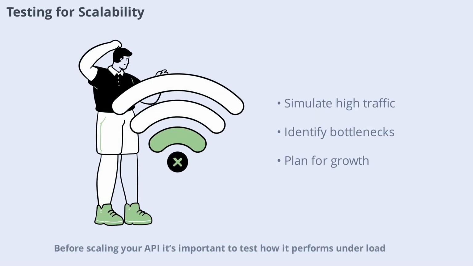For scaling your API, it's important to test how it performs under load. Load testing and stress testing simulate high traffic and help identify bottlenecks. Tools like JMeter or Locust can generate thousands of requests to see how your API responds. Testing ensures your scaling strategies are effective and helps you plan for future growth.